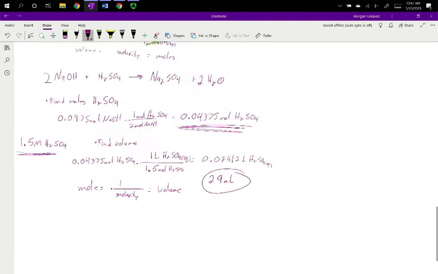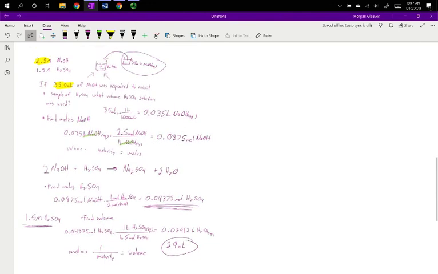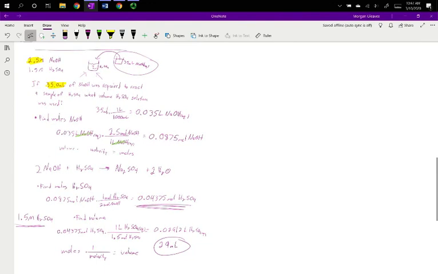The volume the original container must have had, way back at the start, must have been 29 milliliters of sulfuric acid solution. That would have required 35 mils of sodium hydroxide solution to complete the reaction.